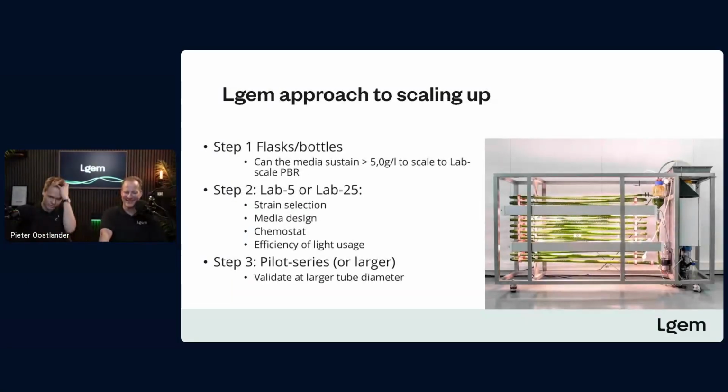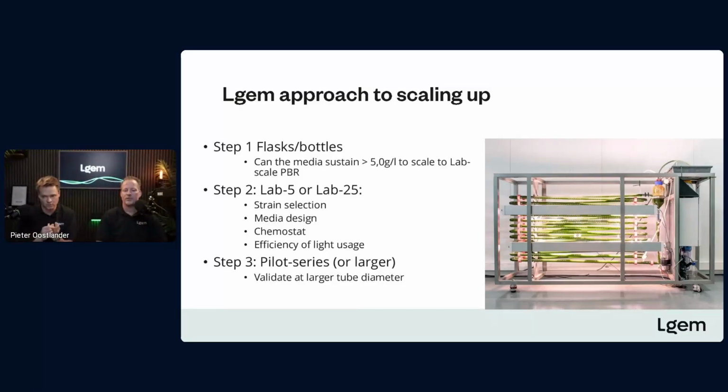And with that, a small overview of the Lgem approach on how we try to scale our production processes from small to large. We do start with bottles and flasks, but the only thing we test is, do we have good confidence that this media will support a high biomass concentration in the reactor, and will it work? If the result is positive, move to the smallest reactor we have as soon as possible. Here we can go into chemostat operation, stable operation, and we can start testing with strain selections, or we can start testing media designs by tweaking the components one by one.